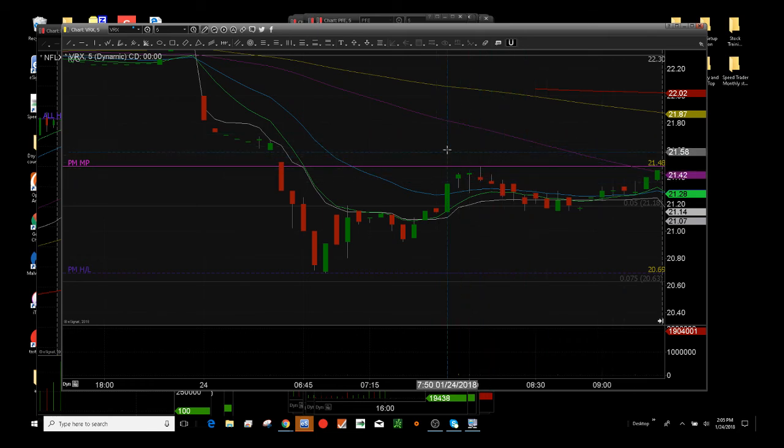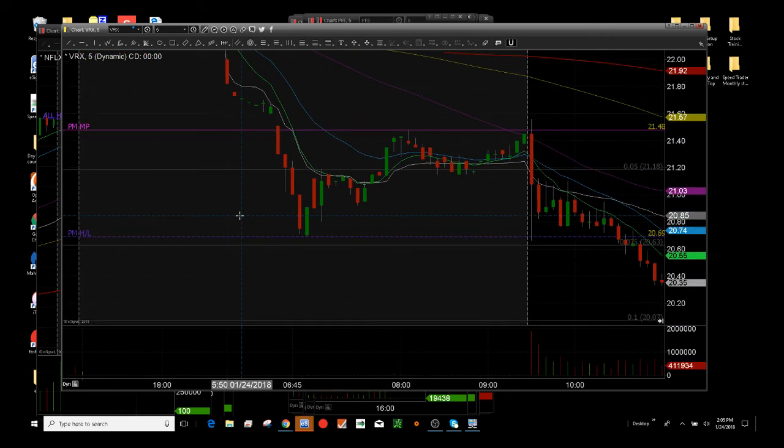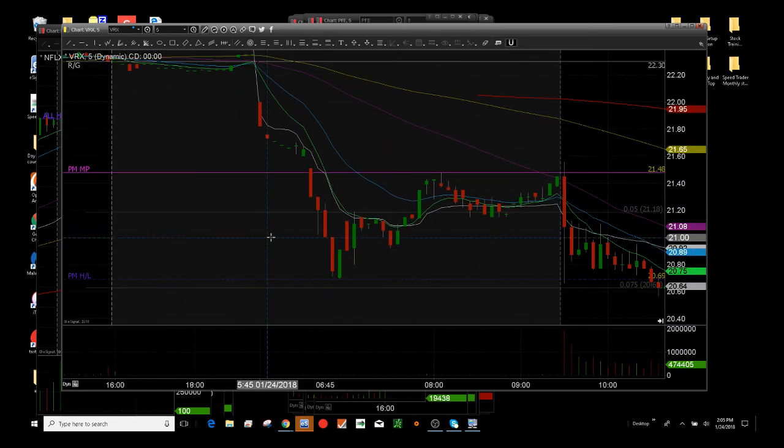So if price action stays below this line, we are short. I hope that makes sense. Does anyone have any questions so far? Nope, makes sense. All right.